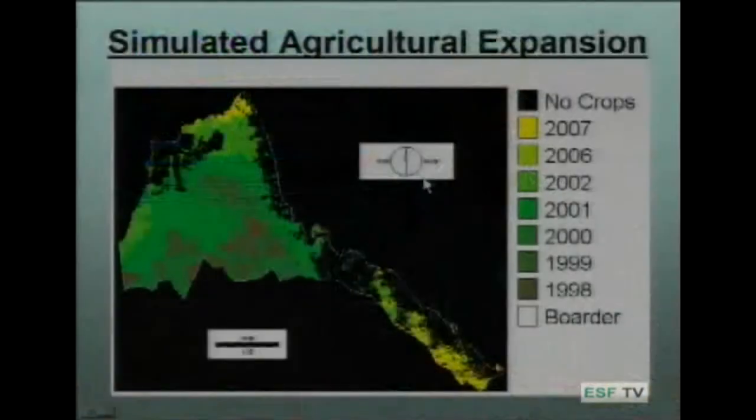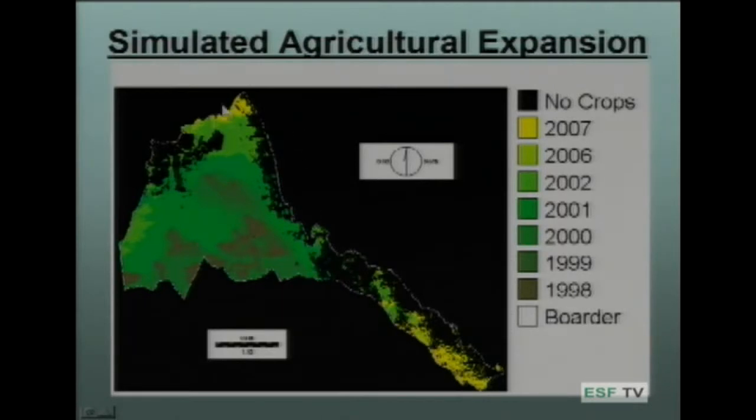This diagram shows 100 years in the future of this country. So the white is the outline of the country, and the different shades of green and yellow show for each year where farming or agriculture was occurring. And you can see in 1998, when this model starts, it's mostly in these regions here, and then it starts to expand. It gets farther out, and farther out. The black areas are desert. You can't use it for farming.